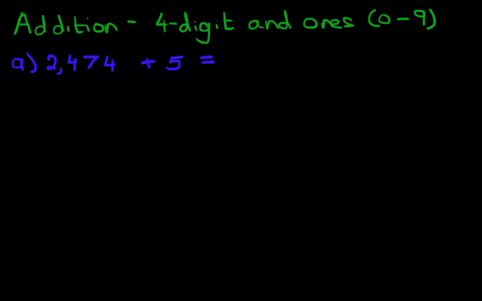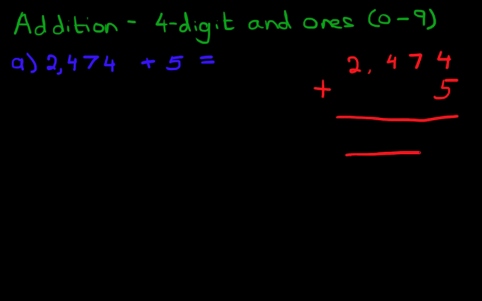Now you can do this using the horizontal format, the way the question is written, but we are going to do this using the vertical format. The first stage is to rewrite the question from the horizontal format into the vertical format in columns. So let's do that. So we have 2,474 plus 5.